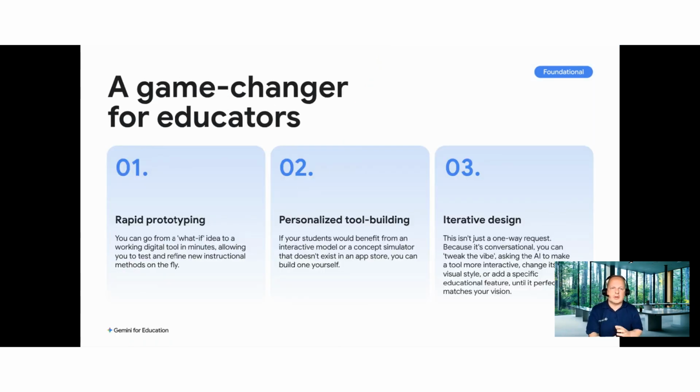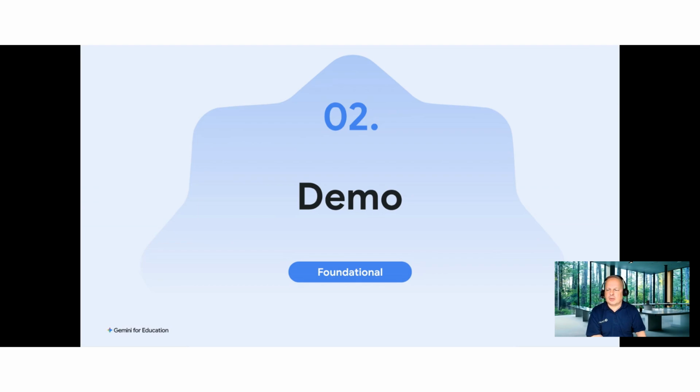So we can go from rapid prototyping. If we come up with an idea, we can very quickly transform it into a digital tool within minutes. And we can start to build an interactive model or a concept simulator that doesn't currently exist in an app store or on a website. It's very, very simple just to build one ourselves. And like other areas of AI, it's an iterative approach. So we can ask it to create something, but if it's not exactly what we want, well, then we can continue to work with Gemini to develop and to iterate until it is exactly what we want to use and it is going to be of the most benefit to our students.